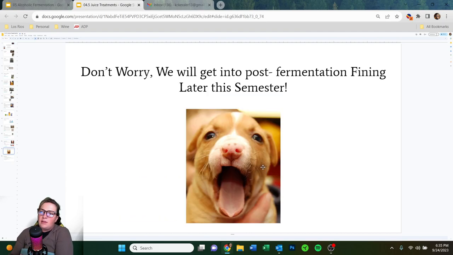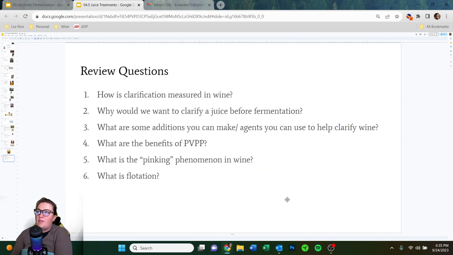So that's a sneak peek into some of the additives, or what we call fining agents before fermentation. We have a whole section on fining agents after fermentation, and we'll talk about heat stability, cold stability. We'll talk about some of the things you might have heard of before for fining agents like isinglass, fish bladder, gelatin, egg whites, all that fun stuff. So more to come. And then, of course, I have some review questions for you guys as well.